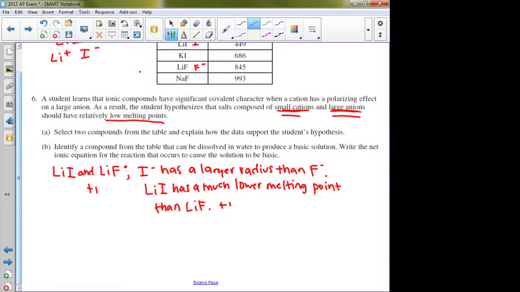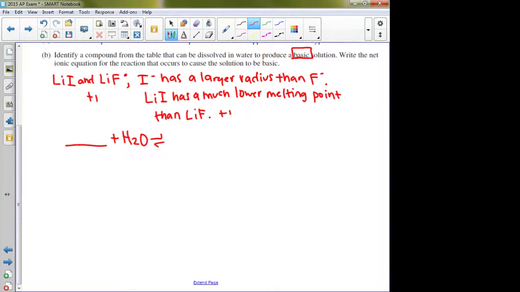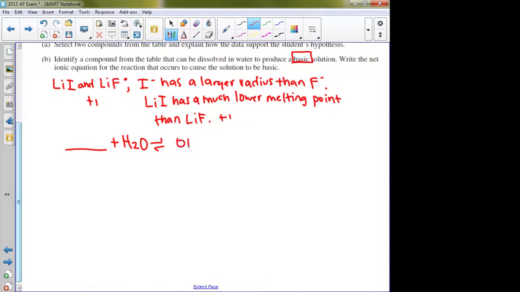So I'm going to take whatever compound I choose. I'm going to dissolve it in H2O. It can be dissolved in water to produce a basic solution. If I want it to be a basic solution, I need it to produce what? I need it to produce OH negative. Write the net ionic equation for the reaction that occurs to cause the solution to be basic.